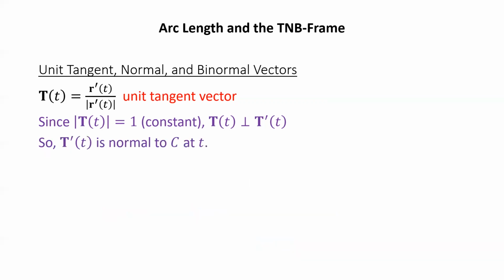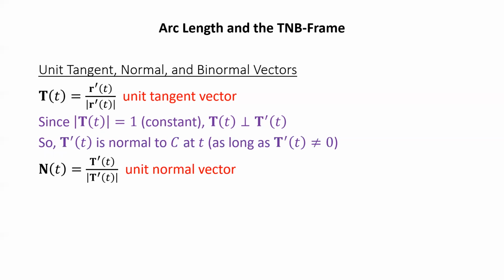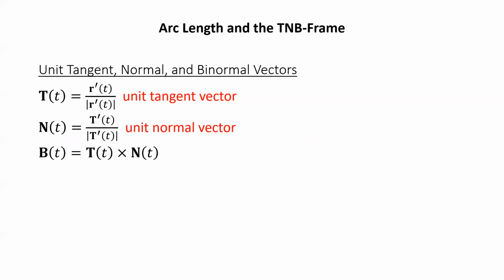Okay, so it follows that T'(t) is normal to the curve C at t, as long as T'(t) is non-zero. We define the unit normal vector N(t) by normalizing the derivative of the unit tangent vector. So N(t) is T'(t) over the length of T'(t). Finally, we define the binormal vector to be the cross product of T and N(t).